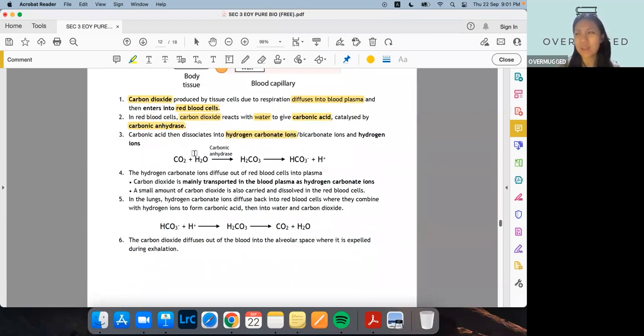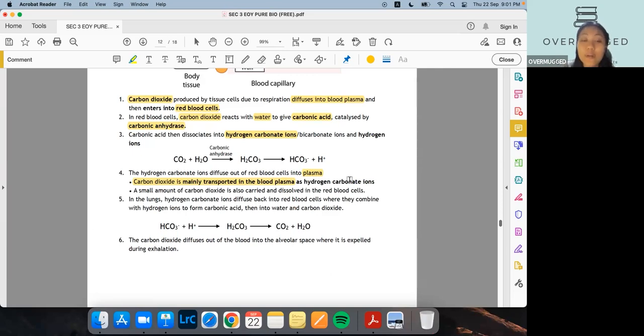I write here, before someone calls me out asking whether you need to know this chemical reaction: you don't need to. I just find it a lot easier to understand and remember looking at this. CO2 plus H2O becomes carbonic acid, and then carbonic acid dissociates. That's basically what you need to know. But you need to write in word form when you're answering questions. And then after that, this hydrogen carbonate ion will diffuse out of the red blood cell into the plasma. Carbon dioxide is mainly transported in the blood plasma as hydrogen carbonate ion.